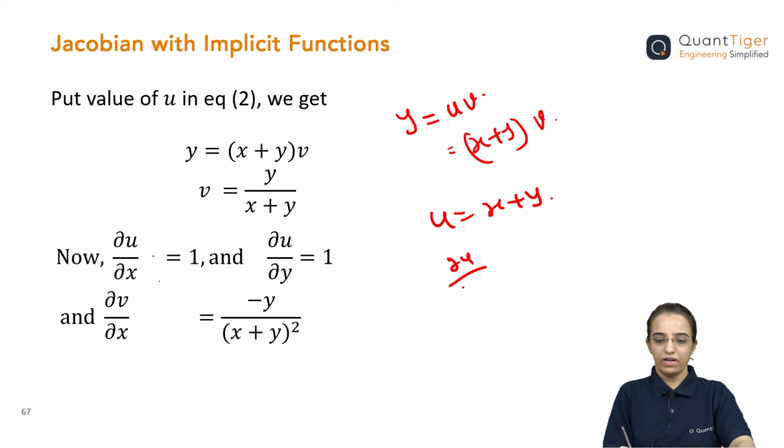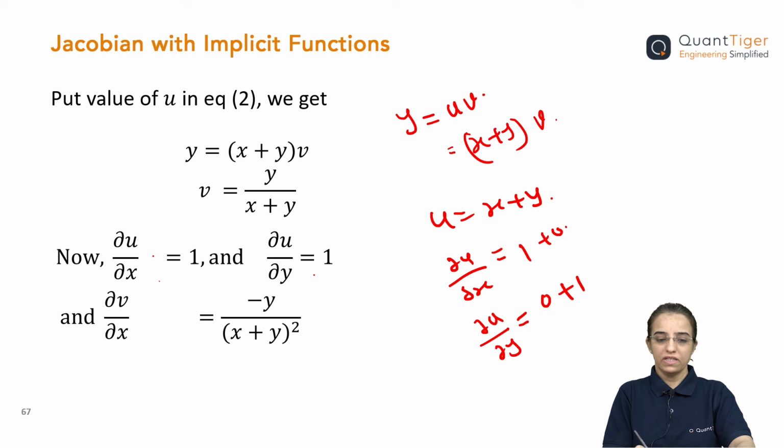So simply if I differentiate this partially with respect to x, I will get 1, and the derivative of y will be 0. If I differentiate this partially with respect to y, what will come here? Then this x term will become 0, then y will be 1. So simply I got this one.